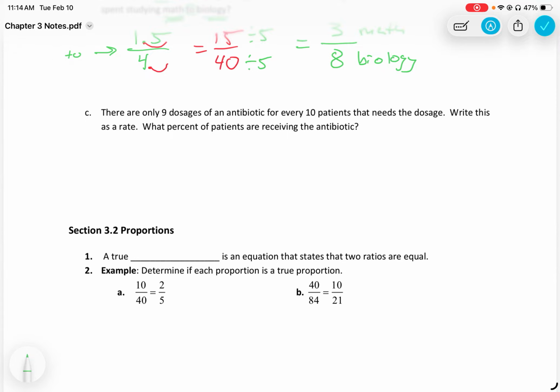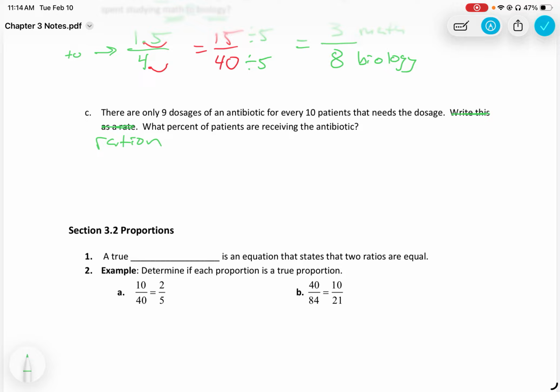C, there are only 9 dosages of an antibiotic for every 10 patients that need the dosage. Write this as a rate. What percent of patients are receiving the antibiotic? I think this still needs to be a ratio. I think this is a mistake.